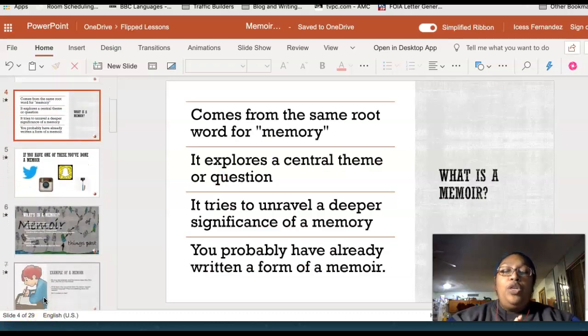So here's what you need to know about memoir. The memoir actually comes from the same root word as memory. So if that doesn't tell you a little bit about your essay, then I don't know what will. That means that your essay is going to revolve around a memory, something that you remember from your point of view. It seeks to answer a central theme or a question. So maybe the question can be something like, what happens when everything goes wrong? How does one deal when there's tragedy in life?